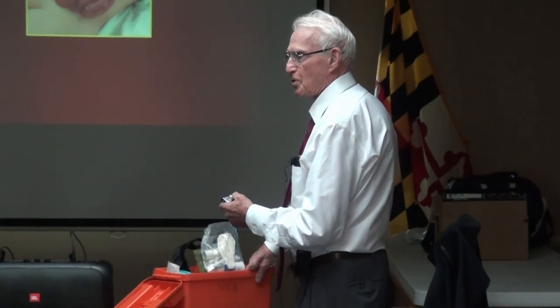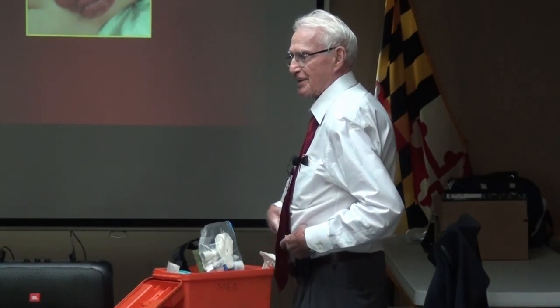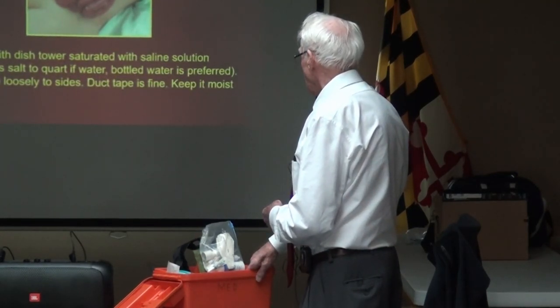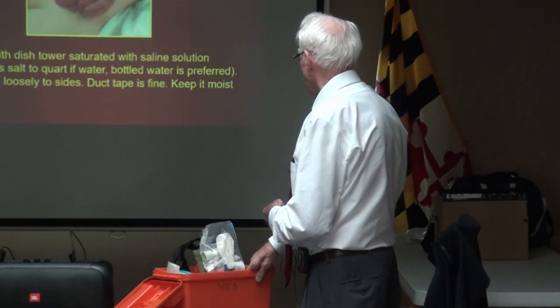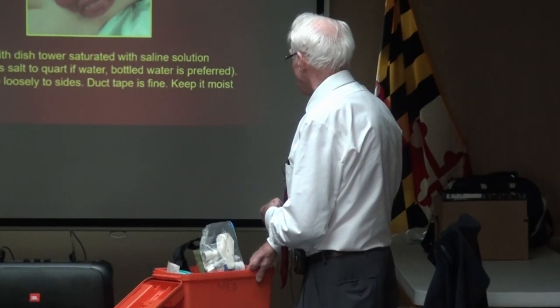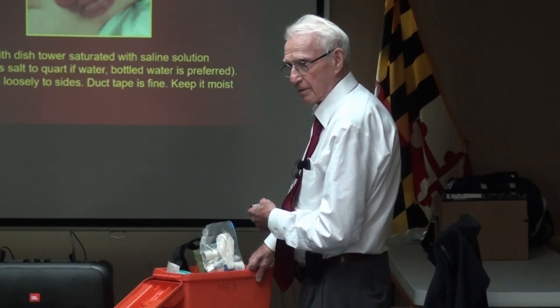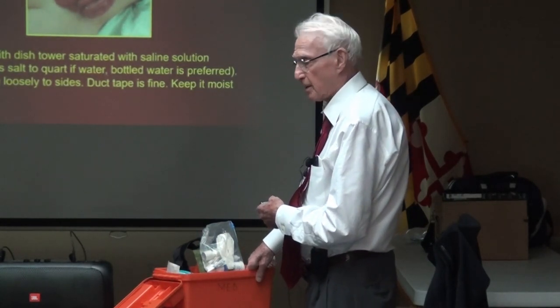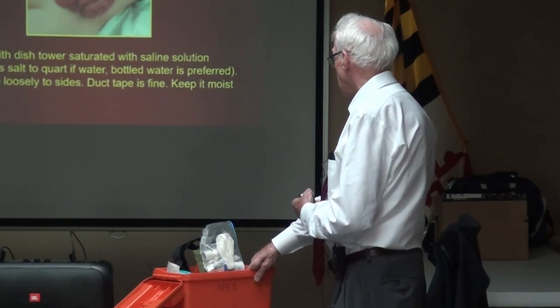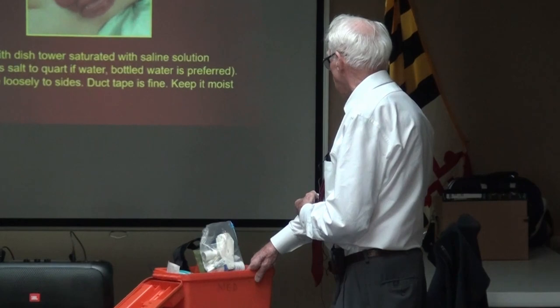The colon is too well fixed down to actually herniate like that. Cover with a dish towel saturated with saline solution. You can make saline. It should be slightly salty, like the electrolytes in your bloodstream. So you can make that with half a teaspoon of salt per quart of water and saturate that, make it out of bottled water.